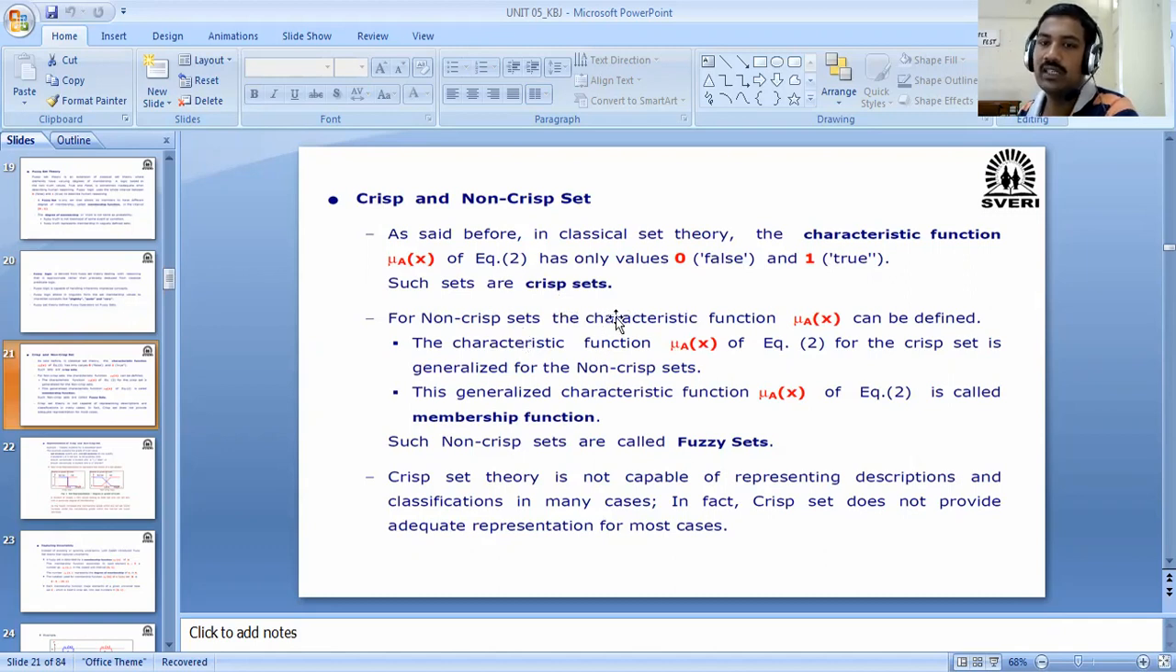And for non-crisp sets, the characteristic function can be defined as, okay, like mu A, the crisp set is generally different from the non-crisp set. Such non-crisp sets are called fuzzy sets. Okay, next, crisp set theory is not capable of representing descriptions and classification in many cases. In fact, crisp sets do not provide adequate representation for most cases.